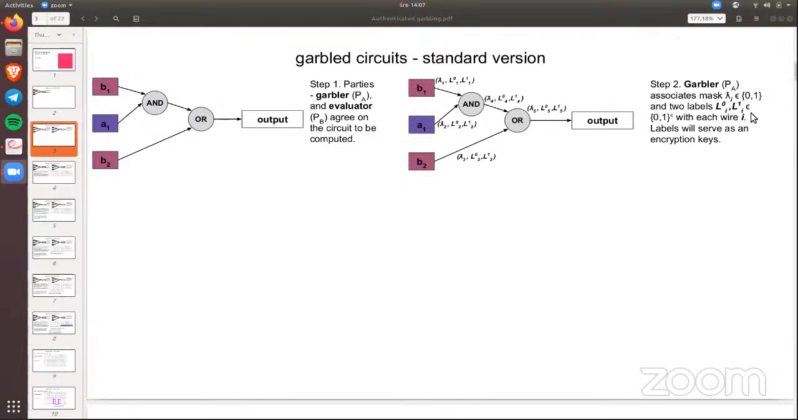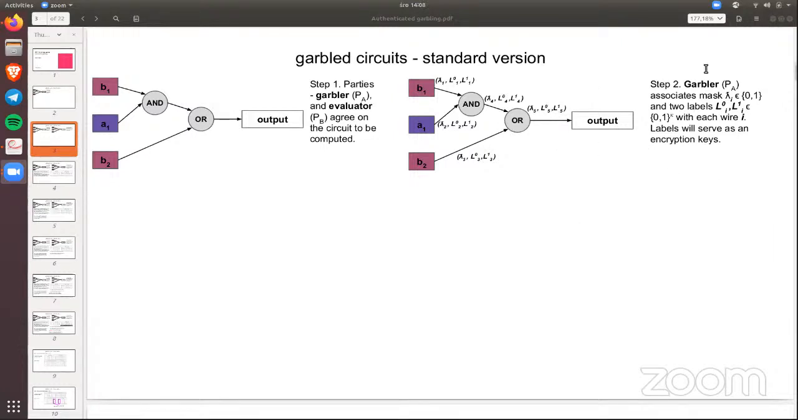The garbler picks a random mask lambda for each of the wires, so each of the arrows in the circuit. The idea here is that the evaluator, while evaluating, will never know what value is actually on the wire. He will know only the masked value, so the value XORed with this lambda_i, the bit mask.